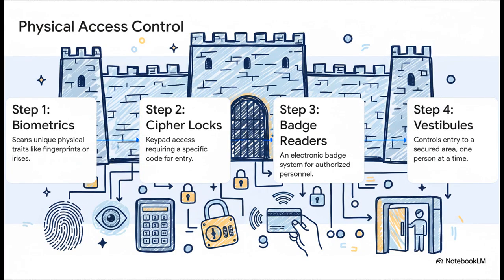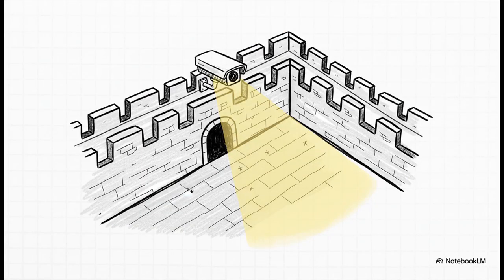And we've got all sorts of ways to beef up those doors. We can use biometrics, fingerprint or retina scanners. We can use good old-fashioned cipher locks with a keypad or electronic badge readers. And for the really sensitive areas, you've even got these things called access vestibules or man traps that only let one person through at a time after they've been verified. But strong walls aren't the whole story. You also need eyes on those walls, right? That's where detection comes in. Things like closed-circuit television or CCTV act as your surveillance system. It's your way of keeping an eye on who's coming and going.